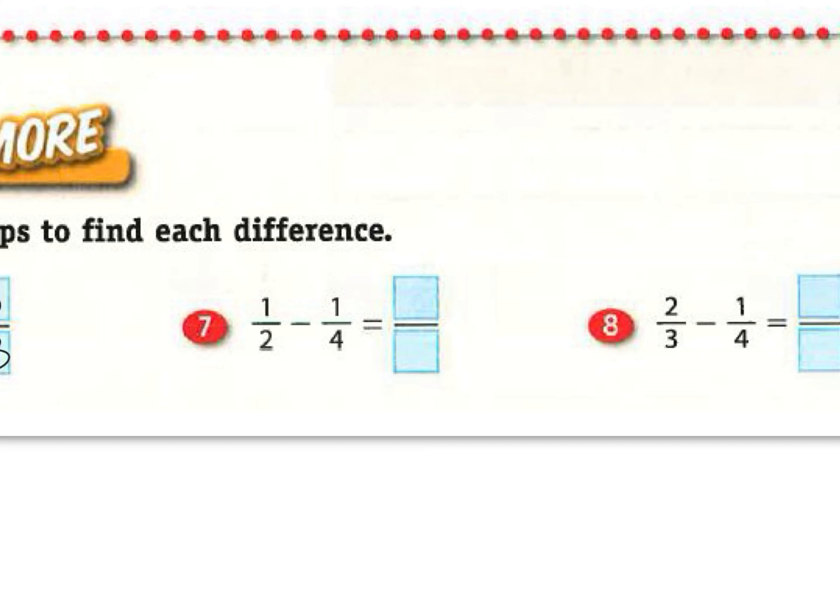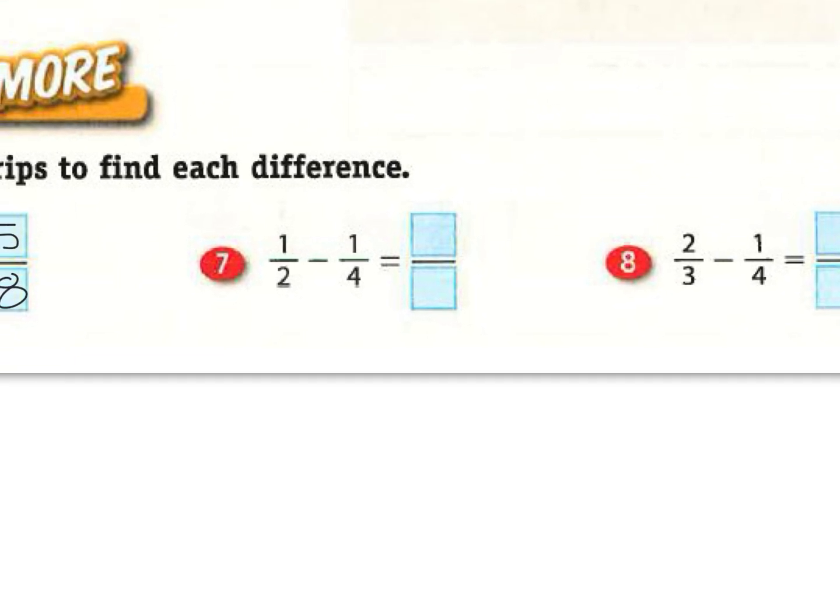Over here, we have 1/2 minus 1/4. We know that we can make halves into fourths because if we do 2 times 2, we get 4. 1 times 2 is 2. So then you have 2/4 minus 1/4, and that would equal 1/4.